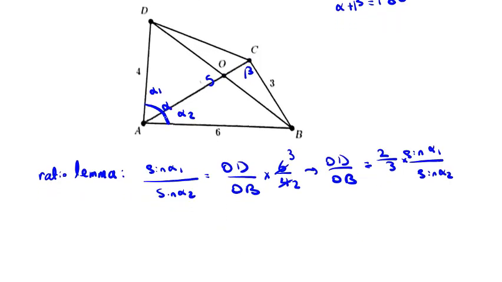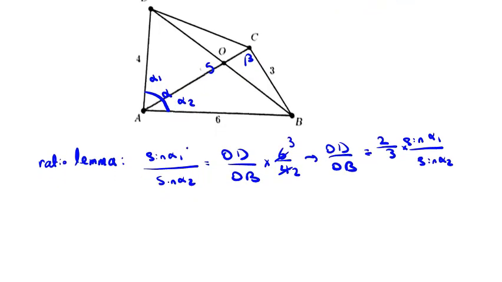In this triangle ACB, we have all the sides. So we can find cos beta, cos alpha 2. So we can find sine alpha 2. Alpha 1 is what? Alpha minus alpha 2. So we can find sine and cos of beta, so we can find sine of alpha minus alpha 2. So let's at first find sine and cos of alpha 2.